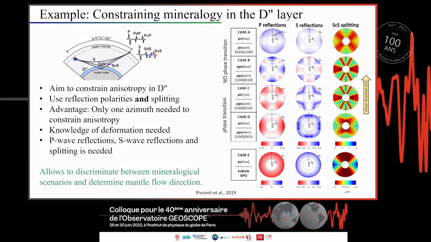What we do need is knowledge of deformation for different minerals, and what I showed here on the right side is lots of different cases where Angelo has calculated the P-wave reflection coefficient, the S-wave reflection coefficient, and the SCS splitting. And you can see that in the first case we have, for example, no phase transition, so we have bridgemanite from isotropic to anisotropic bridgemanite. And then you can see in the figure with the blue and white, from the inside to the outside is the epicentral distance, and from the top in the azimuthal range is the direction from the deformation.